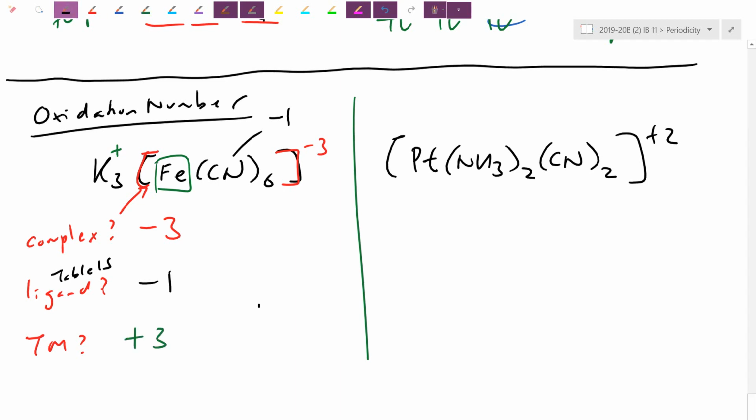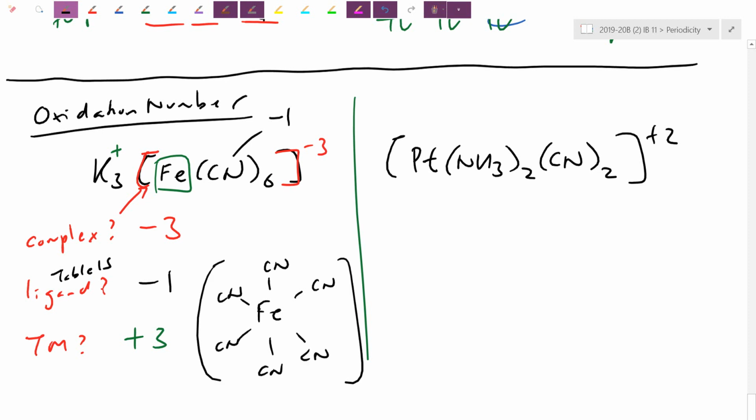I'll draw you a picture of that. So this is my complex, that's what's in the square bracket. If iron uses its +3 and it's surrounded by 6 things, we do oxidation number per ligand or per atom. Each of the ligands is -1, but there's 6 of them. +3 minus the 6 gives you a -3 overall. That's why I counterbalance it with 3 K.